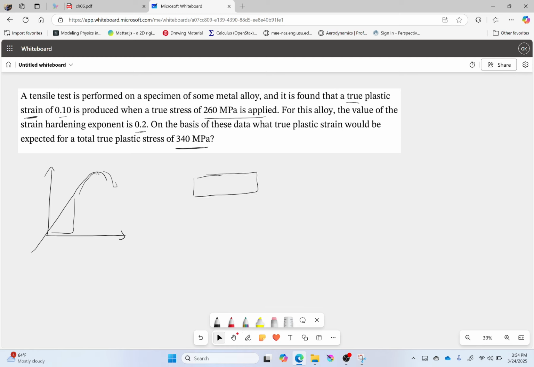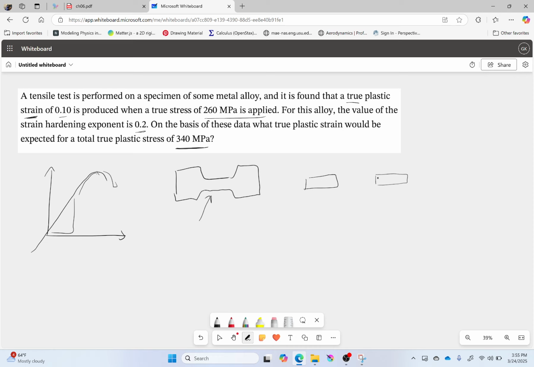Let me draw it properly. You have something that's tested, which is called a blank. It looks kind of like this, a little dog bone shape. For now, I'm only going to focus on this part because I don't have to draw that every single time. Initially it's like this. I stretch it. It initially stretches, gets a little bit longer, a little bit thinner.